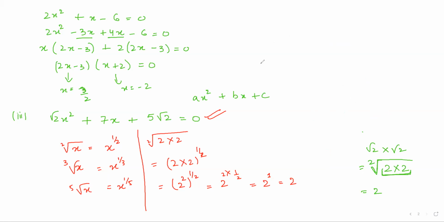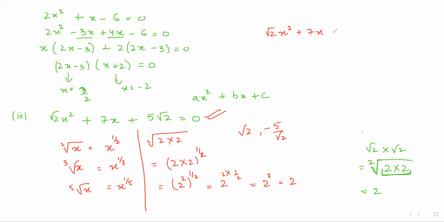Root 2 and -5 by root 2. One more mistake, one mistake is there. Okay, now check the answer, all of you, with me, right? See where you are wrong.